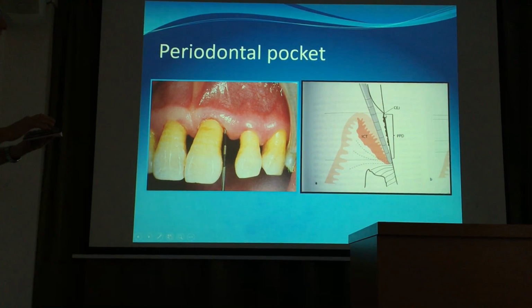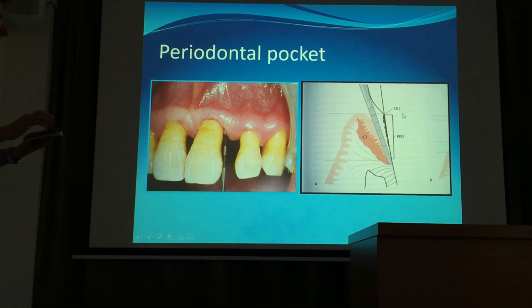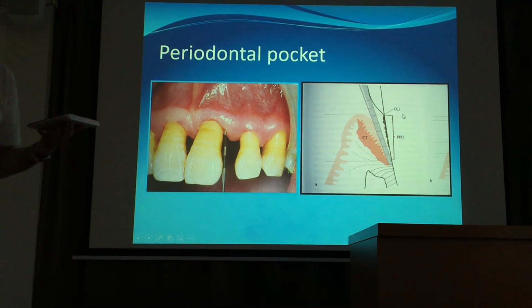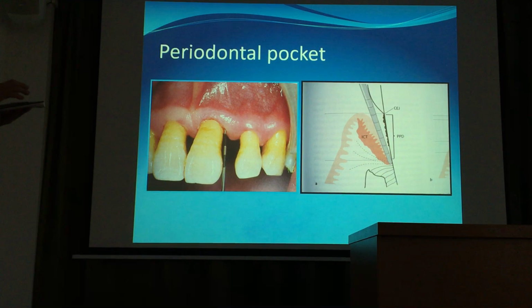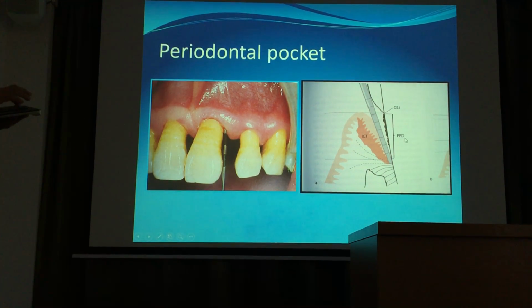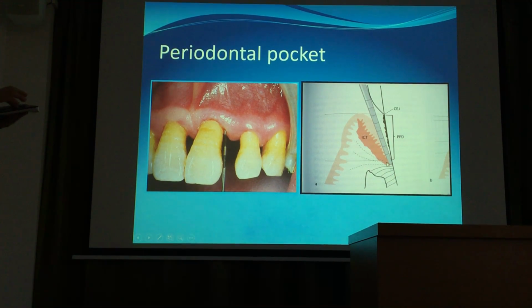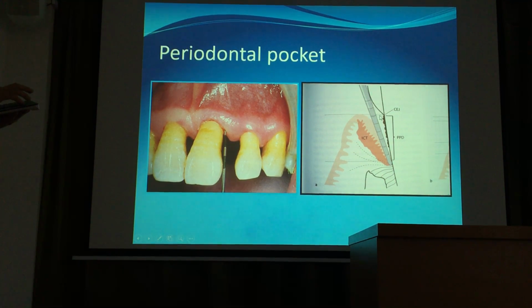And normally we have just a 3 millimeter deep gingival sulcus, which is normal condition. But in the case of periodontitis, we have alveolar bone loss, we have attachment loss, and also the gingival sulcus is getting deeper. This area is called periodontal pocket.